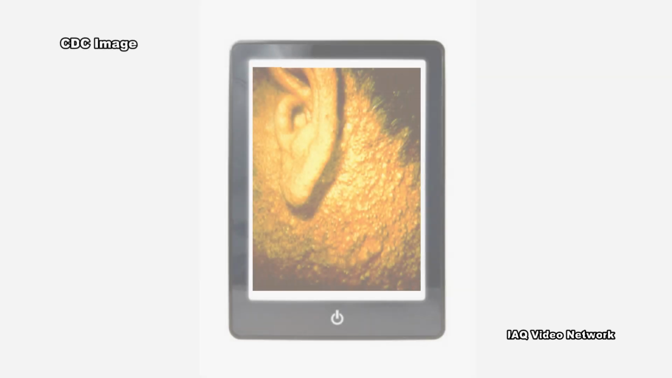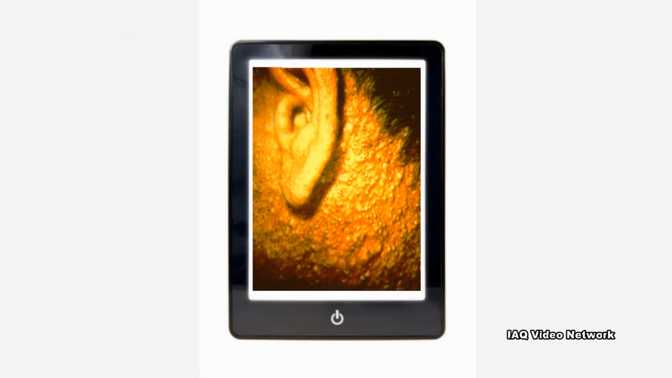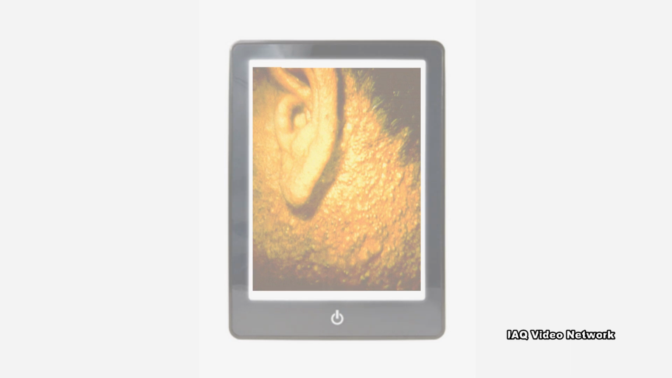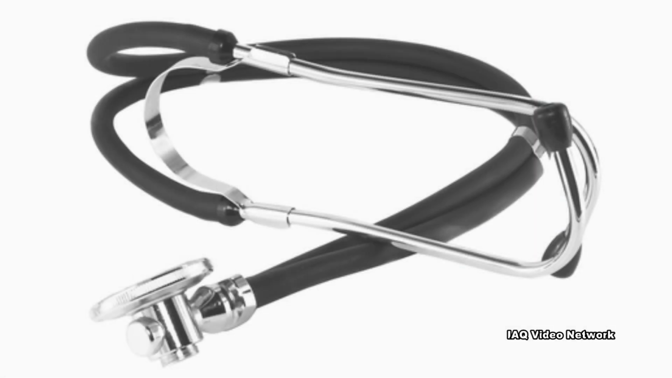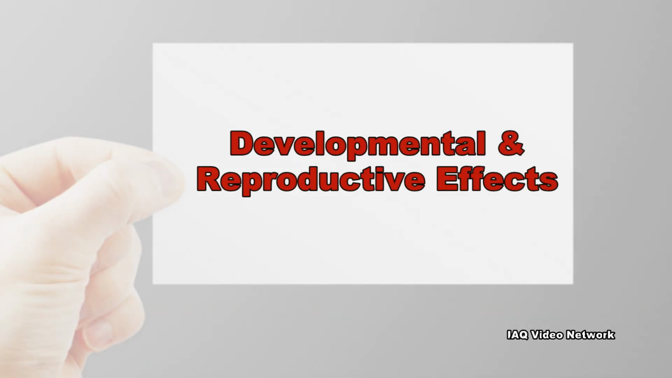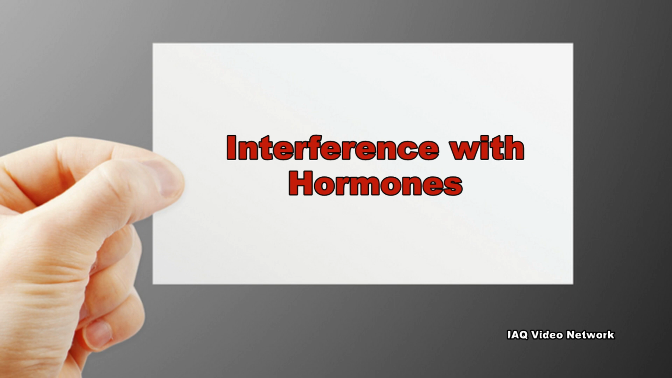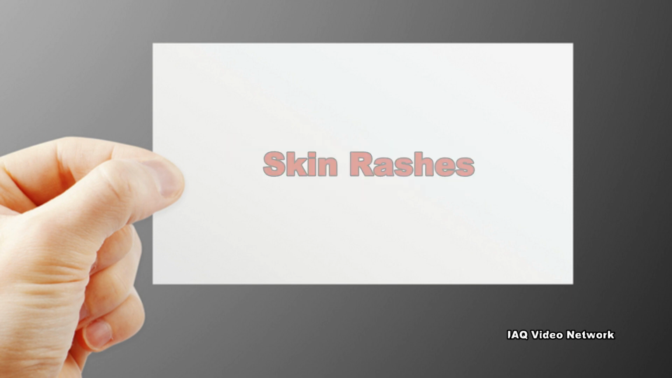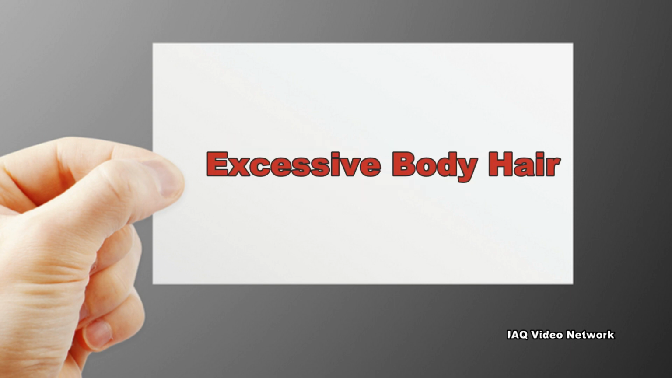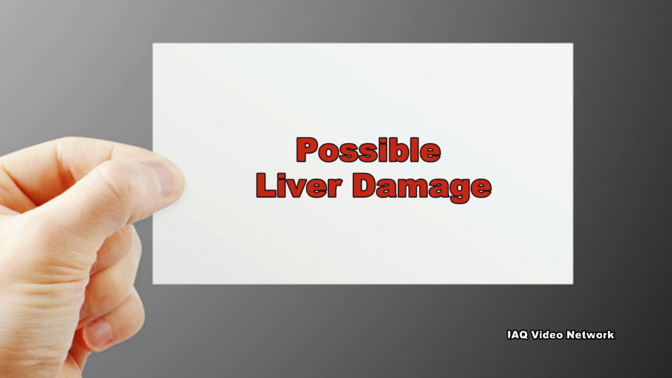The most obvious non-cancer health effects in people exposed to large amounts of dioxin is chloracne. Chloracne is a severe skin disease with acne-like lesions that occur mainly on the face and upper body. Other non-cancer effects of exposure to large amounts of dioxin include developmental and reproductive effects, damage to the immune system, interference with hormones, skin rashes, skin discoloration, excessive body hair, and possible liver damage.